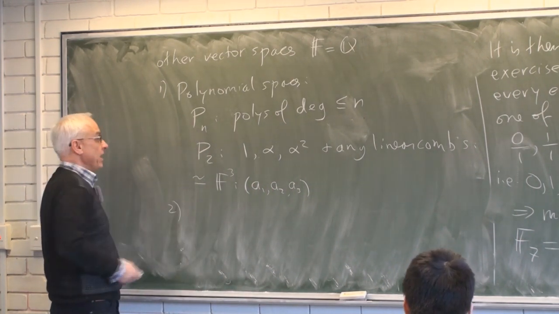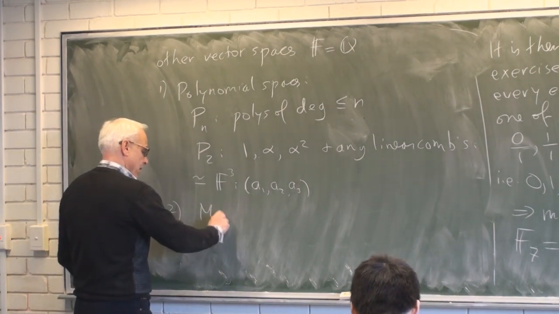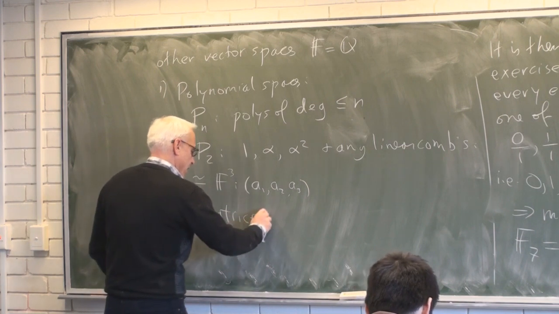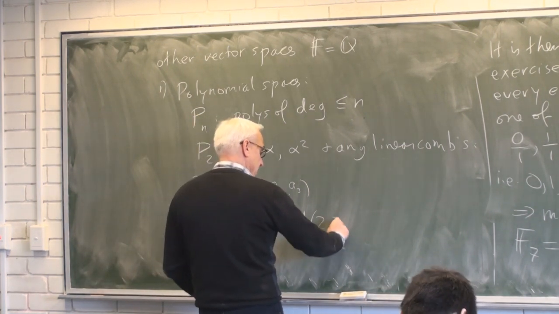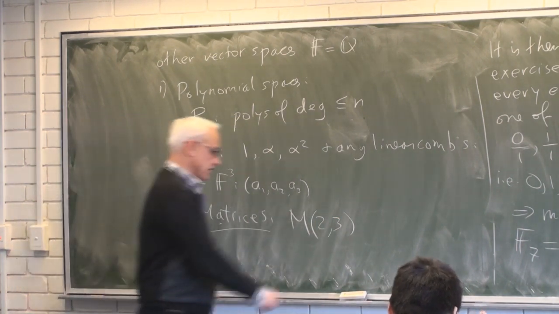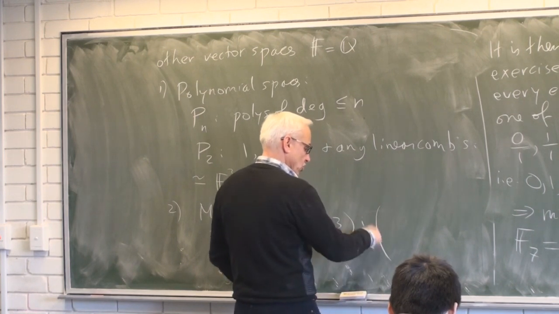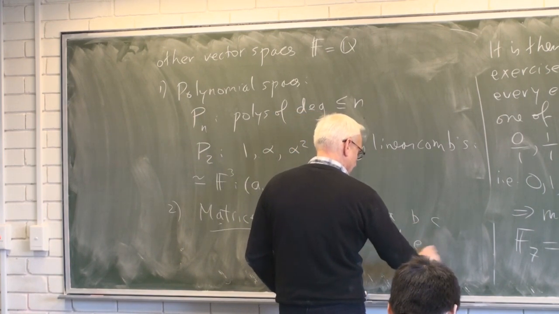Another example of a vector space would be matrices. For example, we can consider the 2 by 3 matrices over the field Q, consisting of matrices of size 2 by 3, with entries a, b, c, d, e, f.